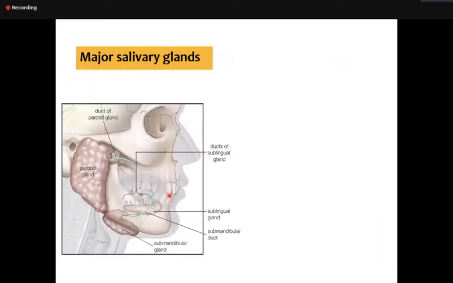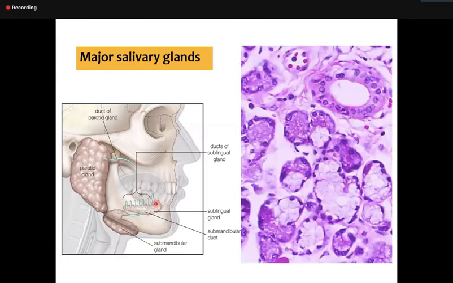Now you already did this. These salivary glands are divided as major and minor. Major salivary glands are three pairs on each side: parotid gland, submandibular gland, and sublingual gland. Parotid is the largest and sublingual is the smallest among major salivary glands. And minor salivary glands are not named, they are innumerable, and they are spread throughout the oral mucosa.